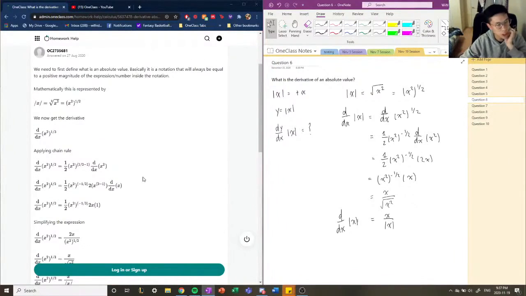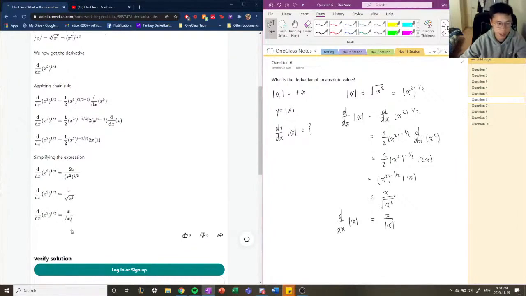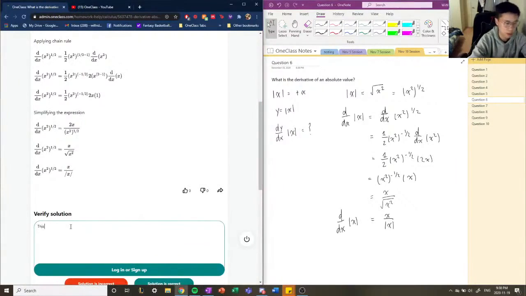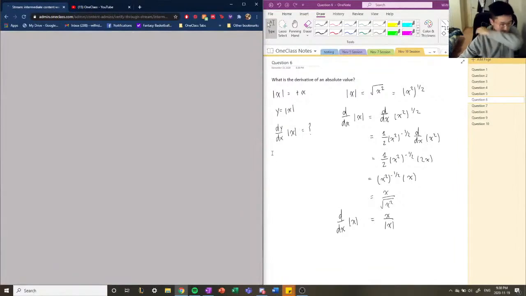The junior tutor did the same solution. They found a different way of representing the absolute value, as a number that is squared and then square rooted. Then they derived that using the chain rule within a chain rule to come to our conclusion. They simplified and recognized that x squared square rooted is just the absolute value, so they put the absolute value in instead, and this is the solution. So the solution is correct. Cool.